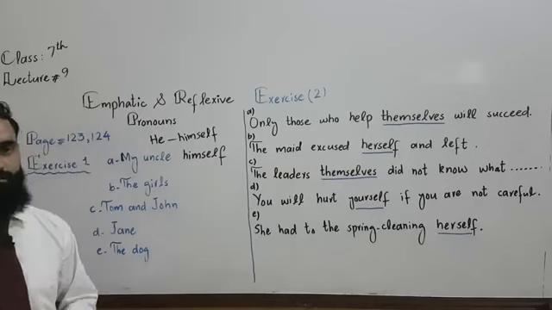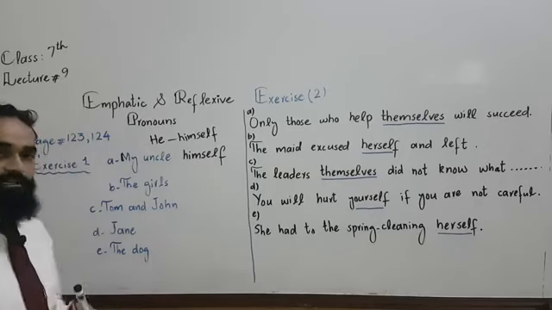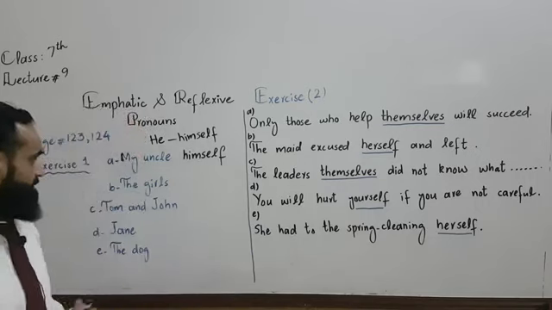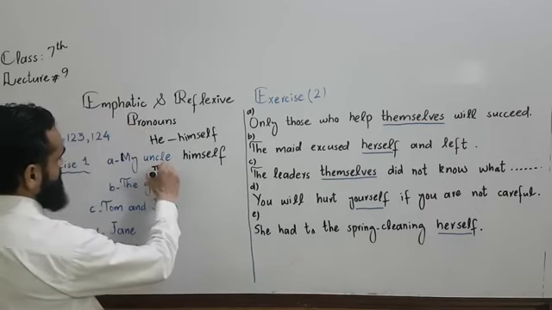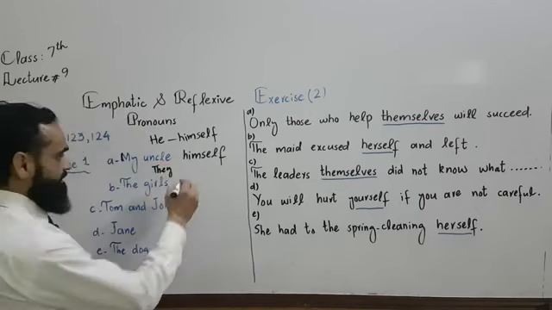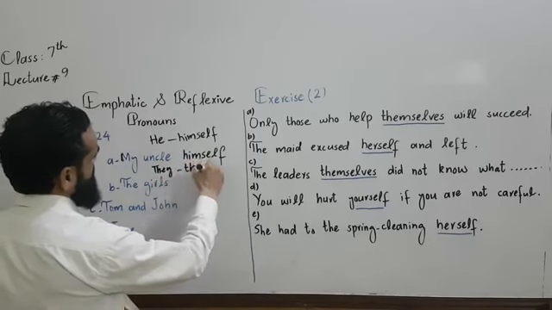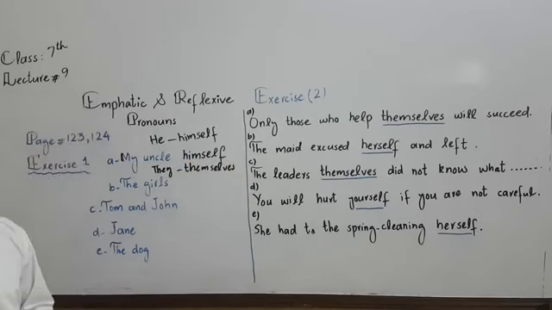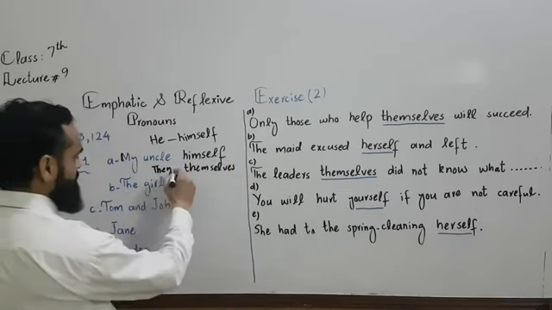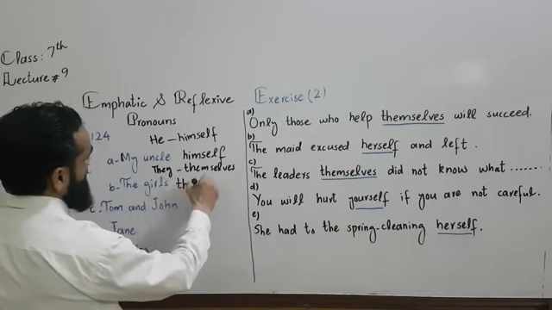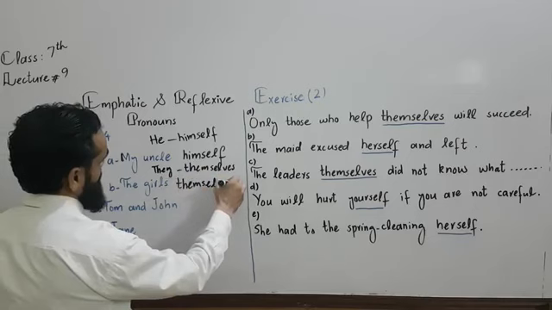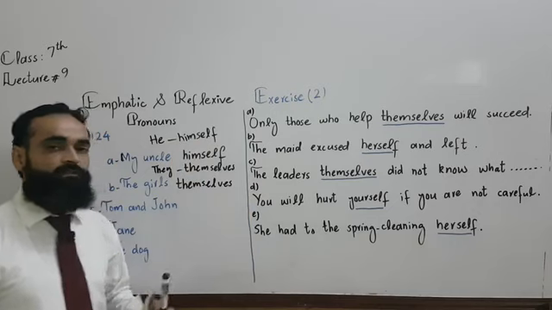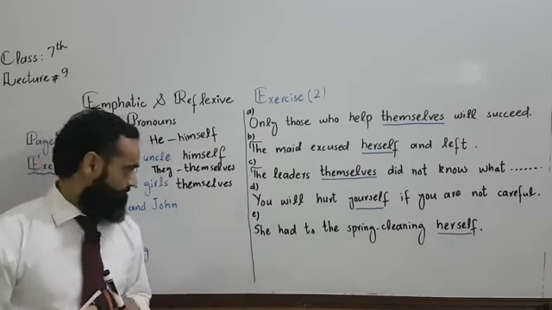Option B, the girls. As you know, the girls are a plural entity, and for plurals we use subject they. The objective case of they is them. By adding selves, it will become the reflexive and emphatic pronoun of the girls. So you will write themselves in front of the girls. Remember, with singular we use self, while with plurals we write selves.